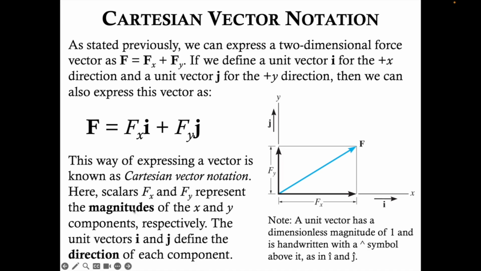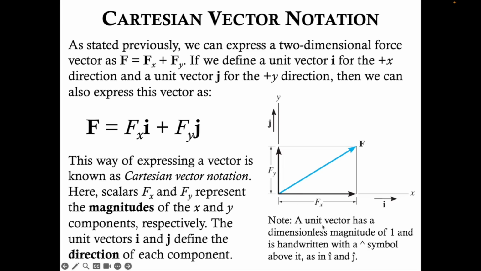Here, the scalars F sub x and F sub y represent the magnitudes of the x and y components of the vector F, respectively. The unit vectors in bold, i and j, lowercase i and lowercase j, define the direction of each component. So notice what we're doing here. We're defining a unit vector, which has magnitude of 1, in the positive x direction. We're calling it lowercase i, unit vector lowercase i. Then we're defining lowercase j, unit vector, to be in the positive y direction. So we now have introduced unit vectors.